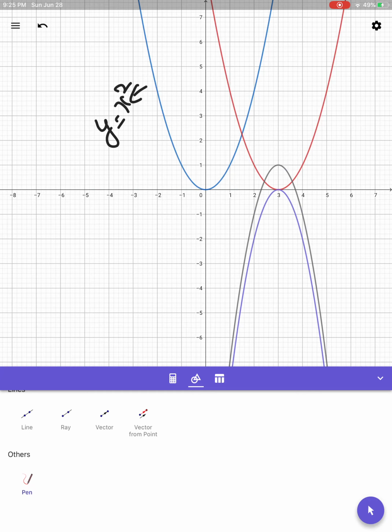We first shift to the right 3 units to get the graph y is equal to (x minus 3) the whole square. And then we reflect in the x-axis and stretch by a factor of 2 to get the graph of y is equal to negative 2 times (x minus 3) the whole square, the purple one.